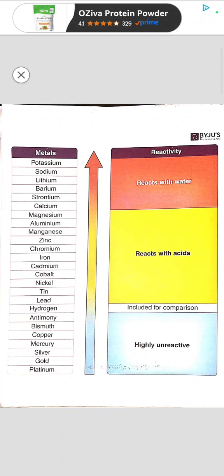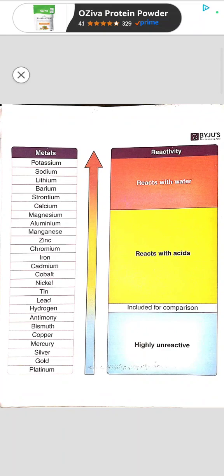The topmost element is potassium, then sodium, then lithium, then barium, strontium, calcium, magnesium, aluminum, manganese, zinc, chromium, iron, cadmium, cobalt, nickel, tin, lead, then hydrogen. Hydrogen is taken as the reference. Below hydrogen, the elements are antimony, bismuth, copper, mercury, silver, gold, platinum. Platinum is highly unreactive. The bottommost element is platinum, which is highly unreactive, and the topmost element is potassium, which is highly reactive. This is the reactivity series.